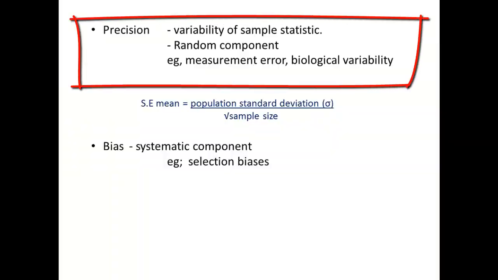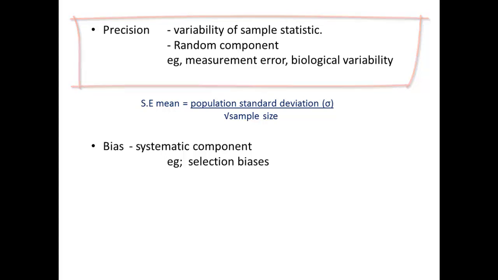Precision concerns the variability of our sample statistic, or our point estimate. The more precise, the more certain we can narrow down the likely values of the population parameter. Precision comes from sampling variation, and we measure it using the standard error. It's a random component of our point estimate.